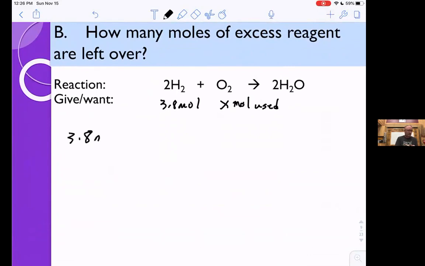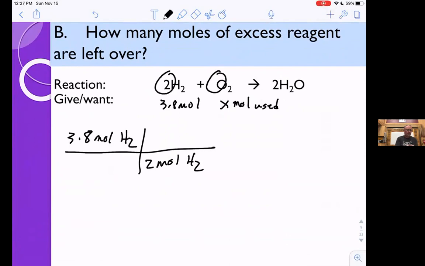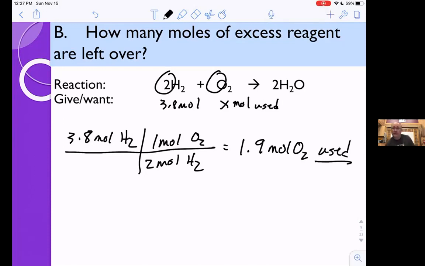So I'm going to take my 3.8 moles of hydrogen and convert to moles of oxygen. There are 2 moles of hydrogen from my balanced equation, 2 to 1 mole of the O2. What I end up getting here is that I actually used 1.9 moles of O2. That's what reacted with my limiting reagent.